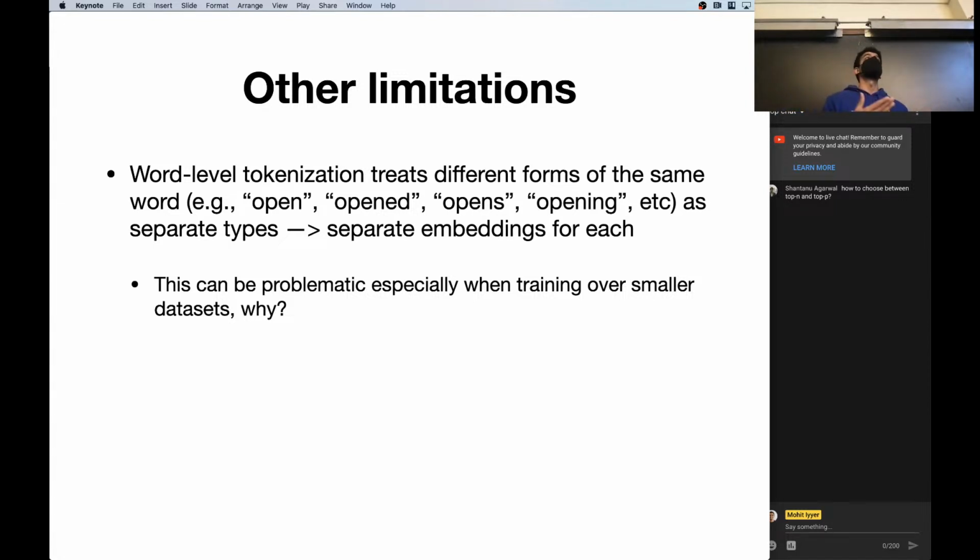So word-level tokenization, setting aside the unknown word issue, also has other limitations. So even in our example, students opened their books, right?